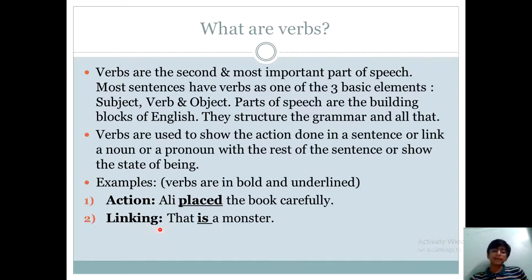Now linking, that is a monster. Monster is a noun and the verb links the word monster with that, which is a determiner. So, linking verbs help to link a noun or pronoun with the rest of the sentence, and action verbs show the work being done in a sentence.